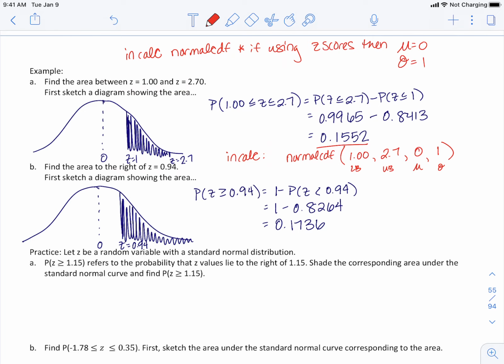If we wanted to do this in the calculator, we could do normal CDF. And our lower bound in this case is going to be 0.94 because we want the area to the right. So then we need to pick a large number for our upper bound. I'm going to choose 10,000 because I like using 10,000 and negative 10,000. Our mean is 0 and our standard deviation is 1. And we end up getting the exact same result.